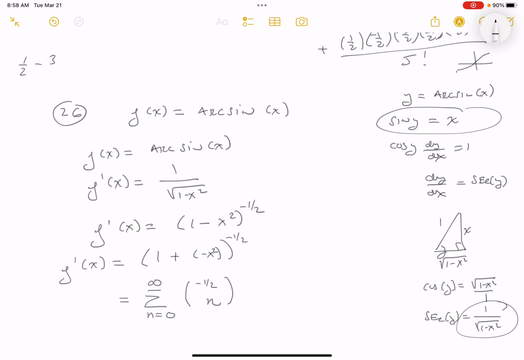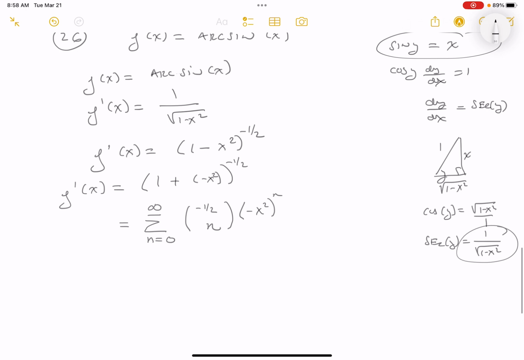All right, it's going to be minus x squared to the nth power. So let's take a look at that. Simplify a tiny little bit. And I'm seeing that this is going to be, let's write this down carefully, the sum from n equals 0 to infinity of minus 1 to the n, minus 1/2 choose n, and this is going to be x to the 2n.